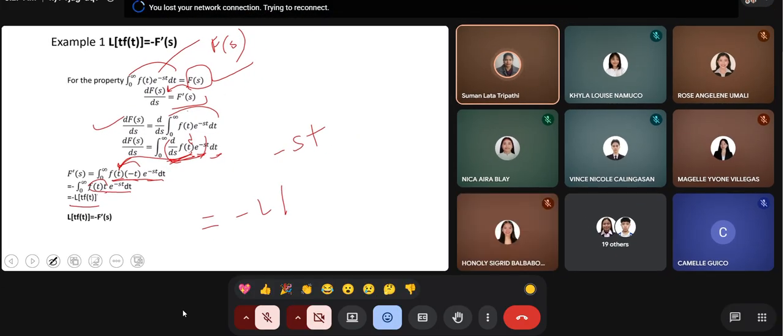According to the definition, the function into e to the power minus st dt, integral from 0 to infinity, is nothing but the Laplace transform. It means this is the Laplace transform of t of ft. And what is the left hand side? The left hand side is d of fs by ds. So the Laplace transform of t of ft is nothing but d of fs by ds.